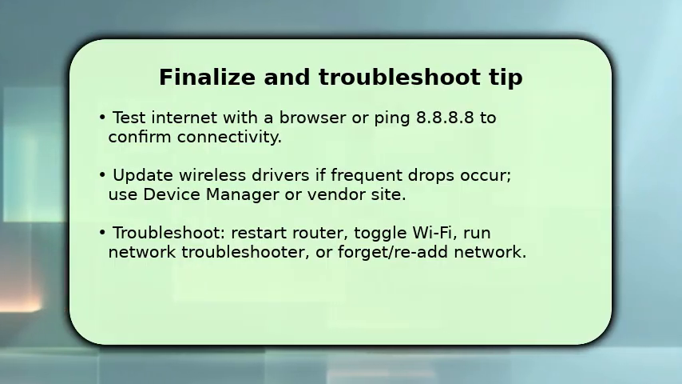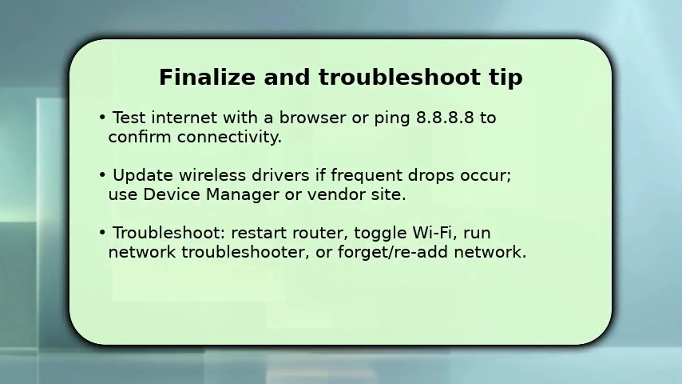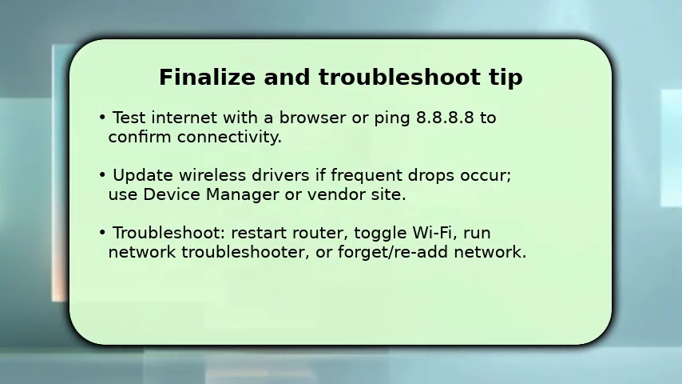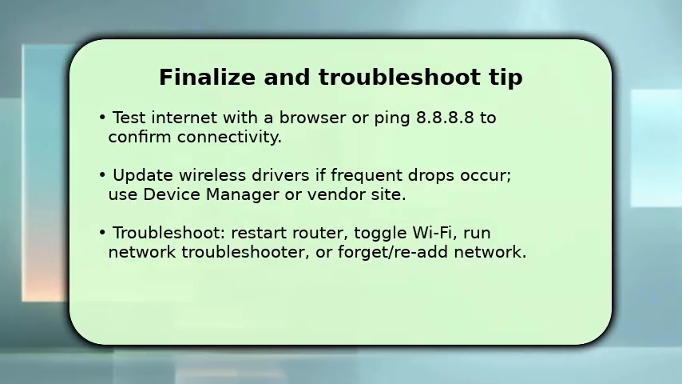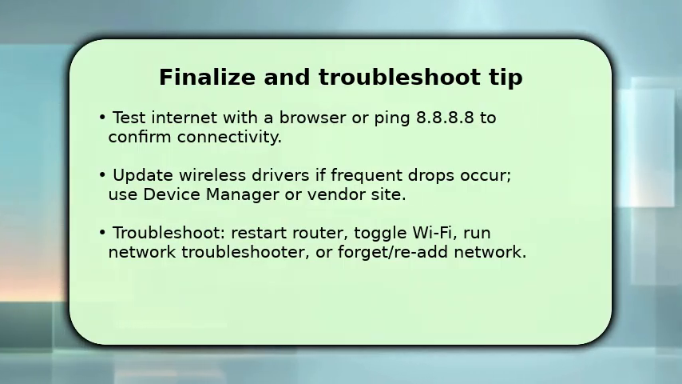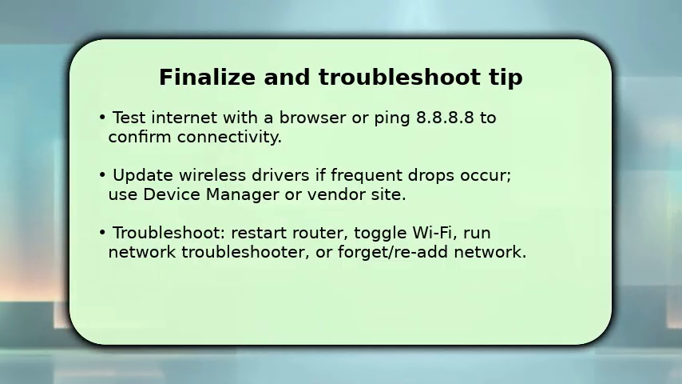packets traverse the link. If speeds are poor or the connection drops, update your wireless driver and ensure firmware on the router is current. Make sure no VPN or firewall settings block traffic. If problems persist, restart the router and PC, then forget the network and reconnect. This reset often clears authentication or IP assignment errors.